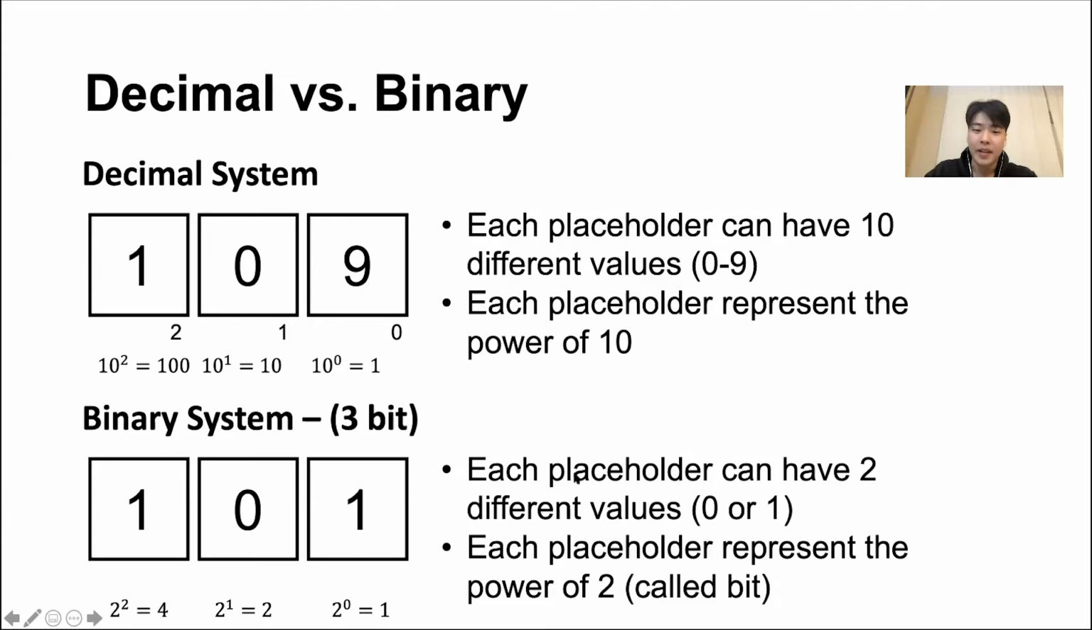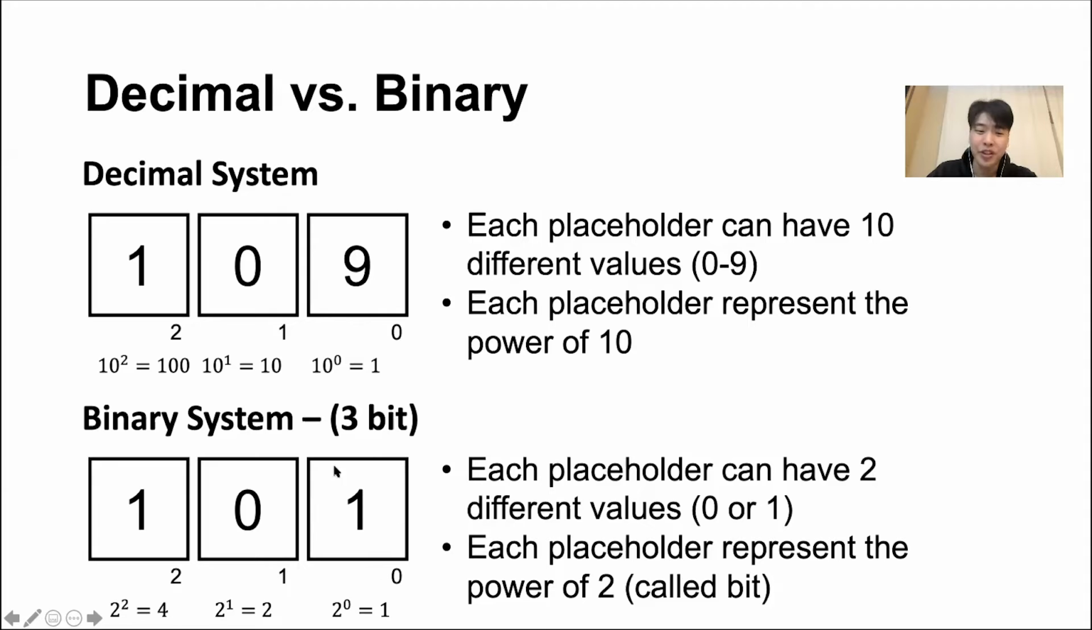Remember this, each placeholder can have up to two values, okay? Either 0 or 1. It cannot be 2 or 3, it has to be 0 or 1. Each placeholder represents a power of 2, and we call this a bit, okay? So how many placeholders do we have? We have 1 placeholder, 2, 3, so we call this 3-bit, because there are 3 digits. Now we have the first digit, second, third. Notice that we start from 0, okay?